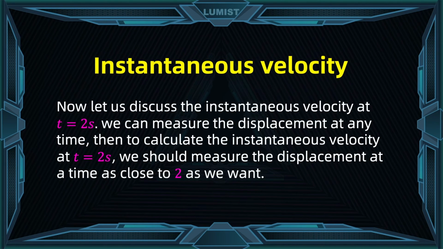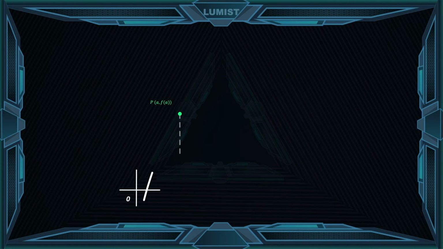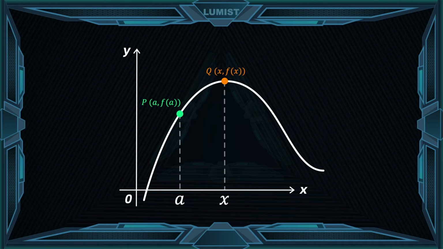Now let us discuss the instantaneous velocity or the instantaneous rate of change at t equals 2 seconds. Of course, we can measure the displacement at any time. Then to calculate the instantaneous velocity at t equals 2 seconds, we should measure the displacement at a time as close to 2 as we possibly want. And by that, what I mean is that I choose the values of x to be so close to a that it is insignificant or it becomes almost 1 point.